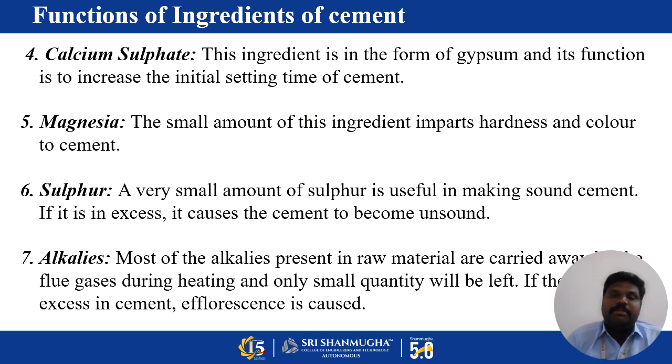Magnesia imparts hardness and color to the cement. That grayish color comes from the amount of magnesia available in the cement. Sulfur is useful in making the cement sound. If it is in excess, the cement becomes unsound because the cracking effect is greater if the sulfur content is high. Alkalis: most of the alkalis present in raw material are carried away in the flue gases during heating and cooling, and only a small quantity is left over. If it is in excess, white patches will form when we dip it into water for a water absorption test.